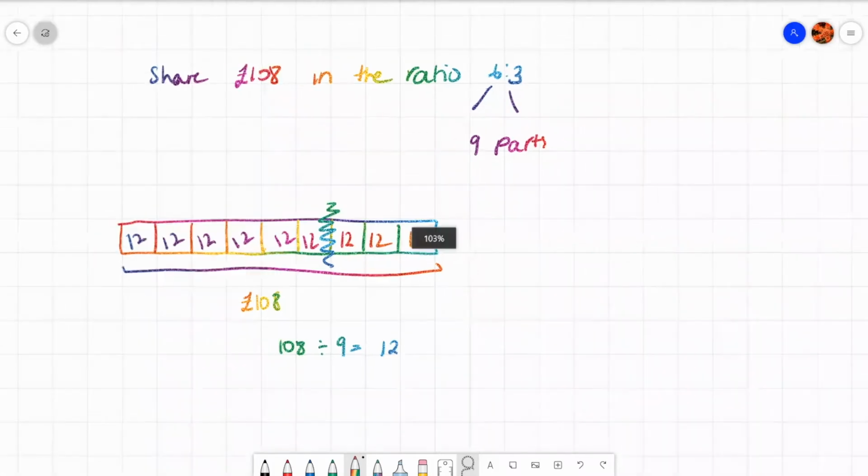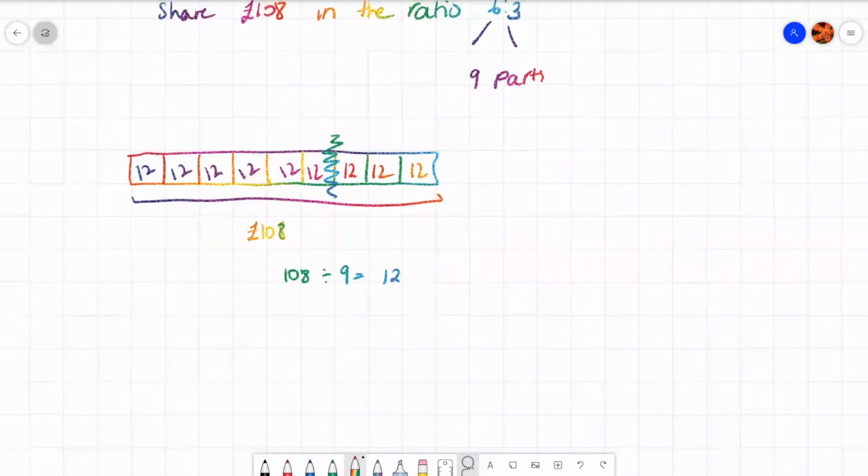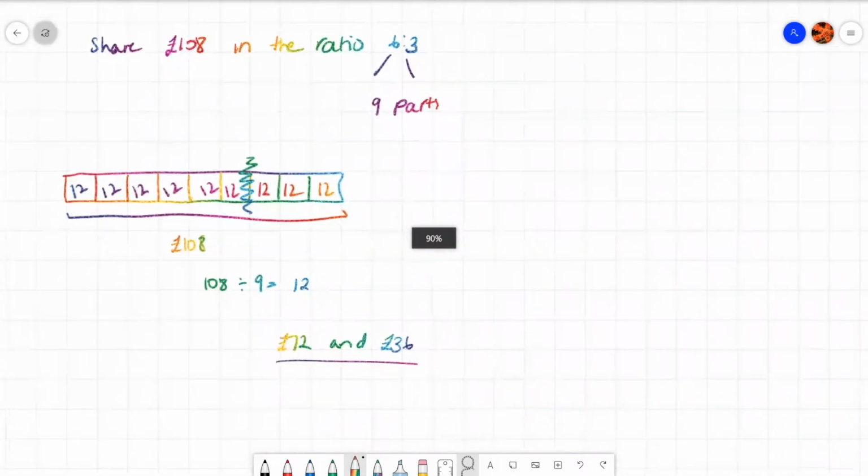Now, I want to know 6 parts first. So if I'm doing 6 parts first, I can either do 12 times 6, or you can just add 12 onto 12 6 times. But 12 times 6 is £72. And then the 3 parts, 12 times 3 is 36. And there we are. There is your answer. Remember the order of your questions. You have to have the 6 parts first, and then you should have the 3 parts afterwards.